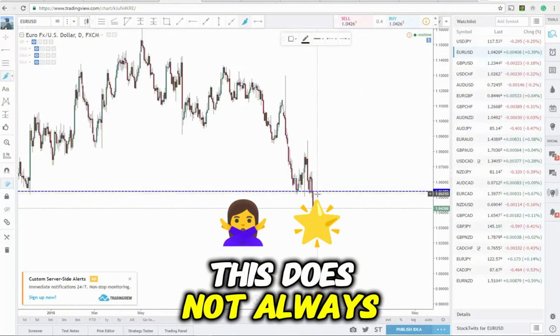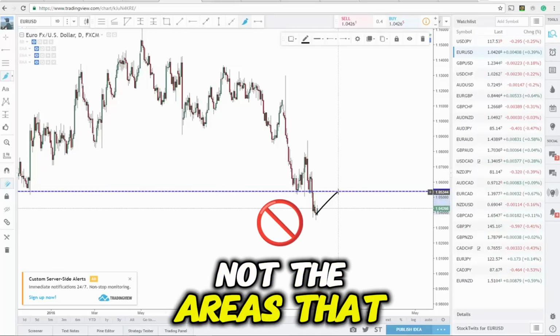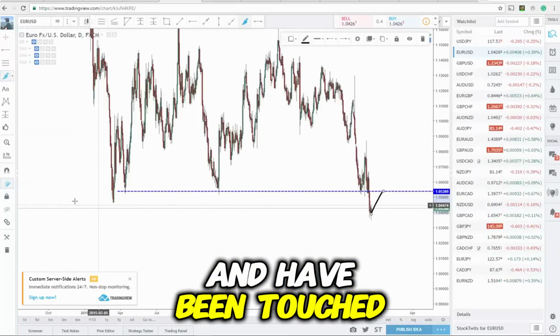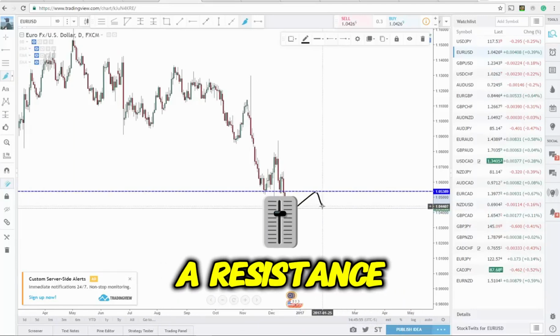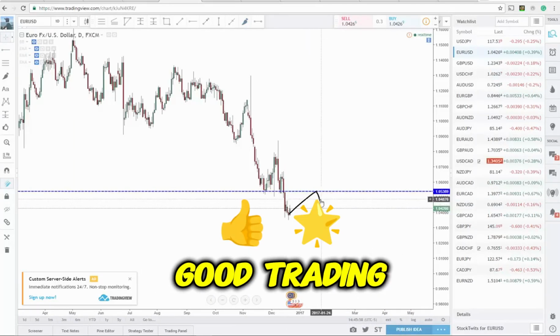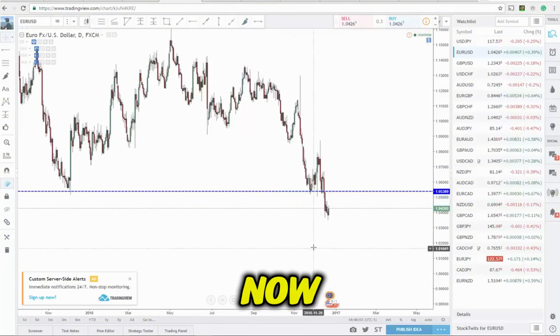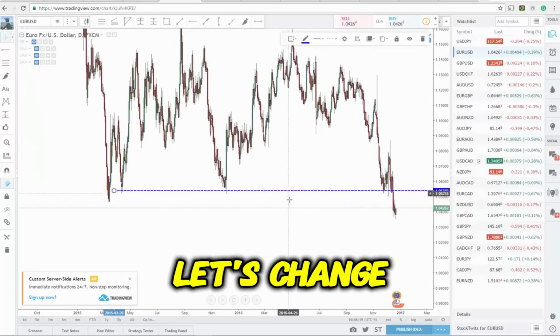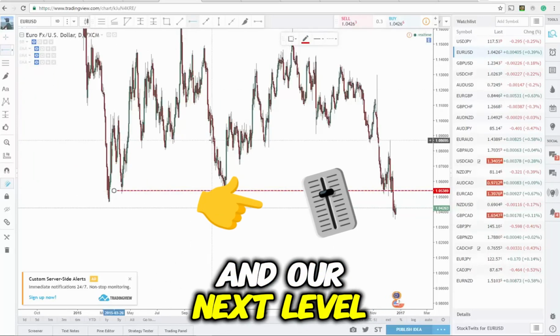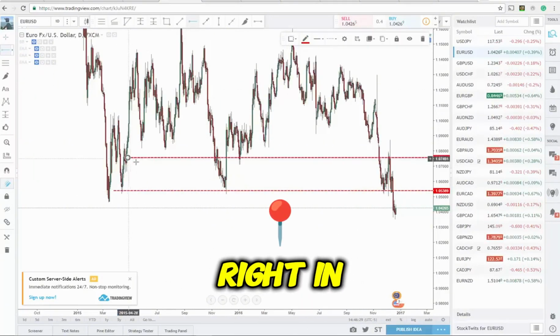This does not always happen, but more often than not, the areas that were support and have been touched multiple times out here on this daily chart will provide somewhat of a resistance level and give you a good trading opportunity down on a lower time frame. Now for our next level that we will look for resistance at, let's change that to red, and our next level is going to be right in here.